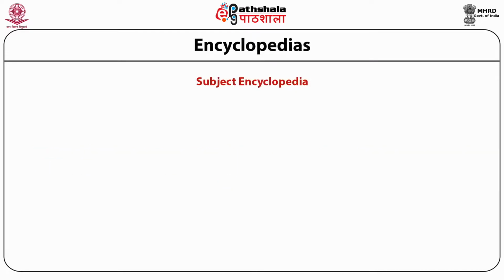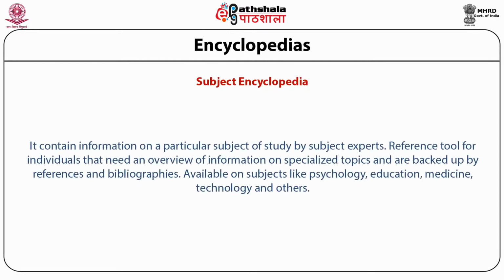Subject encyclopedias. Subject encyclopedias contain information on a particular subject of study by subject experts. It is a reference tool for individuals that need an overview of information on specialized topics and are backed up by references and bibliographies. Subject encyclopedias are available on subjects like psychology, education, medicine, technology, and others.